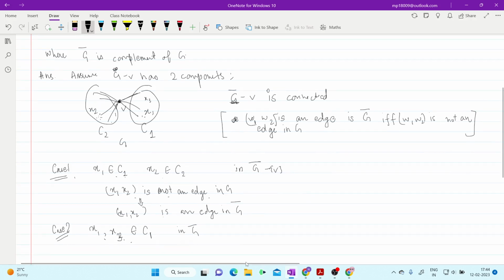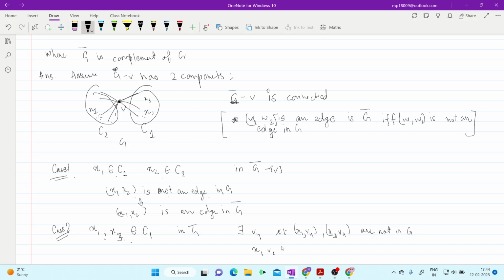Yes, ma'am. Let us assume that there exists a vertex x4 such that there is no edge x1 x4 and x3 x4 in G. Okay, yes. So you are saying there exists V4 such that x1 V4 and x3 V4 do not exist in G. Then they are in G complement. Yes, these edges. Okay, this is fine.